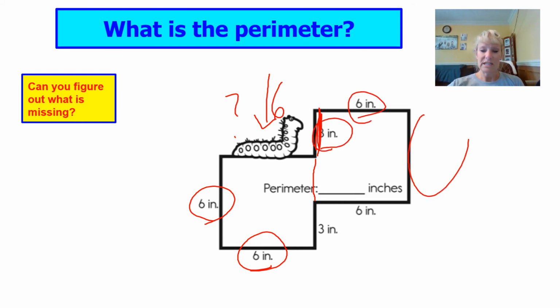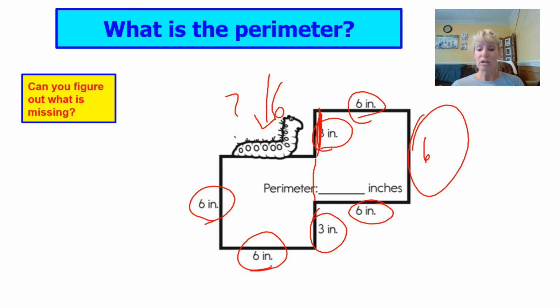We have nothing here. But what do we know about a square? A square is going to have the same amount. So this is going to be 6 inches also. We have 6 inches here. We have 3 inches here again because it is half of my square. So I filled in my 6 inches on both sides.